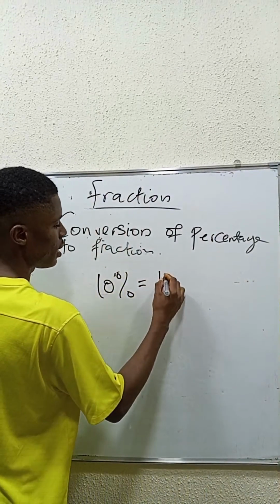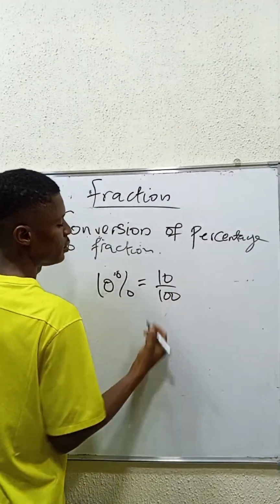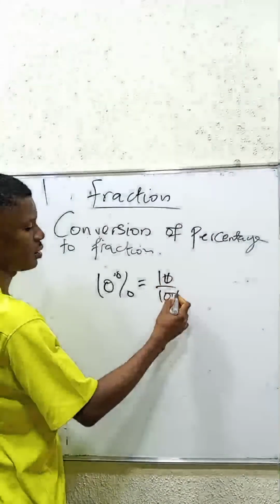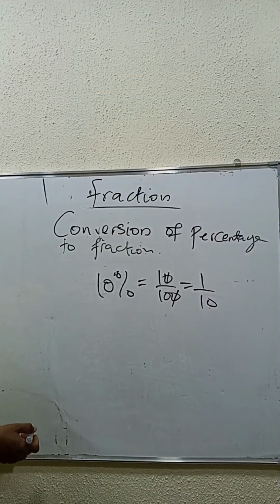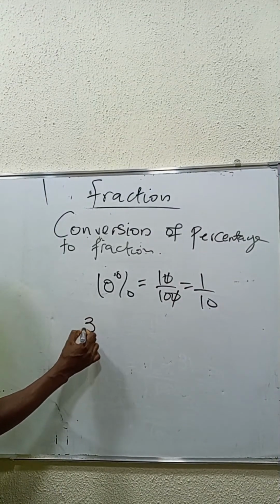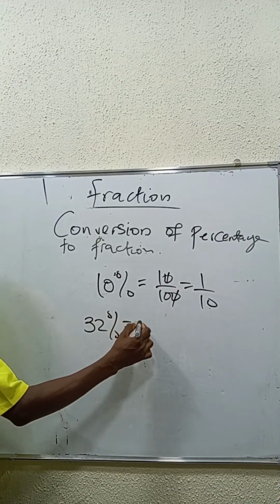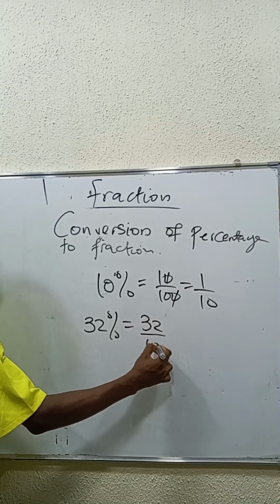That will be 10 over 100. Cancel a 0. You have it as 1 over 10. And that's the answer. Let's look at the next one. We have 32%. That's 32 over 100.